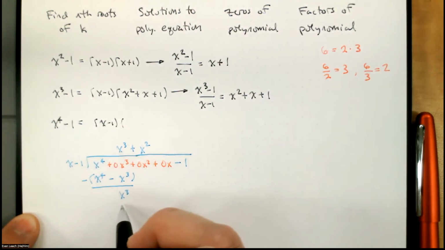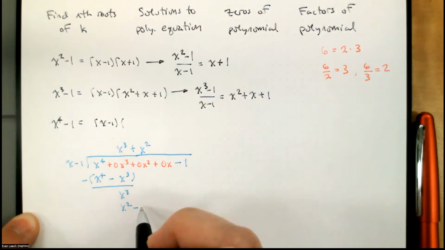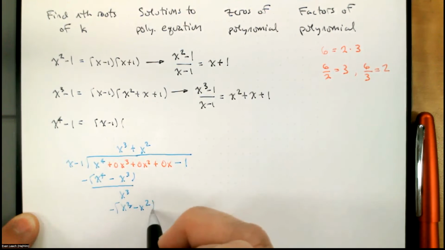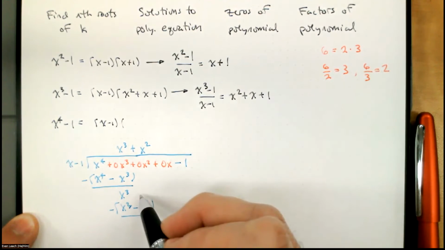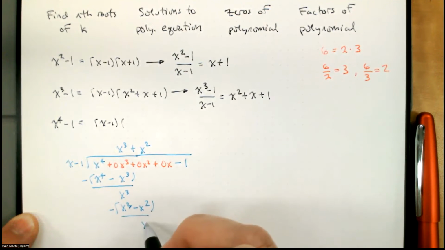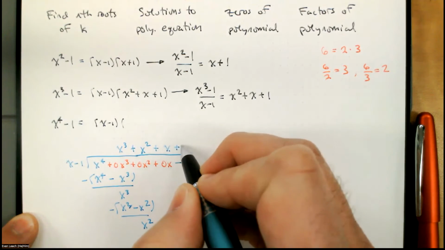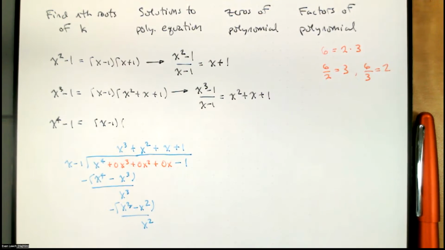X squared times x is x to the 3rd. X squared times minus 1 is minus x to the 2nd. And we're going to subtract. X to the 3rd minus x to the 3rd cancels out. 0 minus a negative 1 is x squared. So we can see where this is going. X to the 4th minus 1 divided by x minus 1 is x cubed plus x squared plus x plus 1.